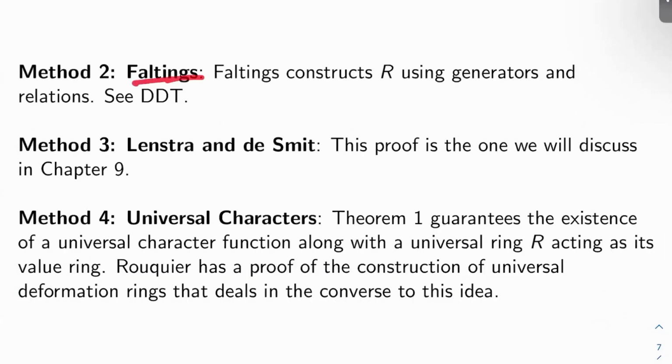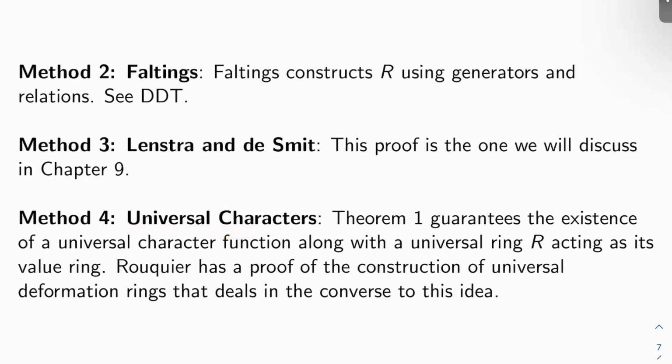Method 2 is Faltings' method. Faltings uses generators and relations. So the Darmon-Diamond-Taylor notes talk about this. There's also the Lenstra and de Smit method, which is the one we will use next chapter in chapter 9. And then there's the universal characters method, which we won't really talk much about at all.